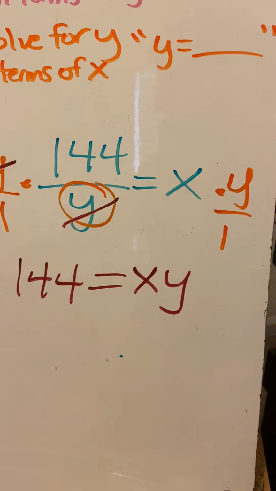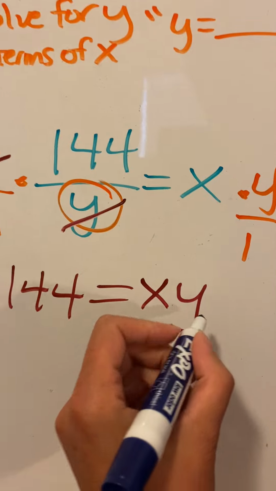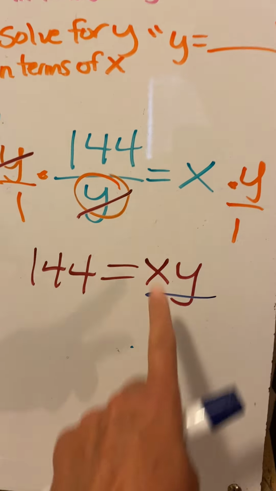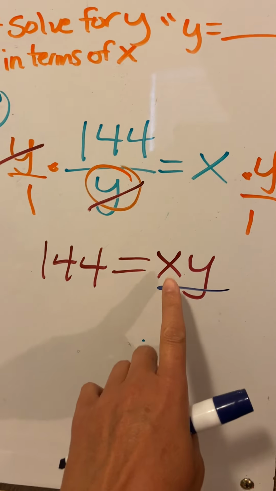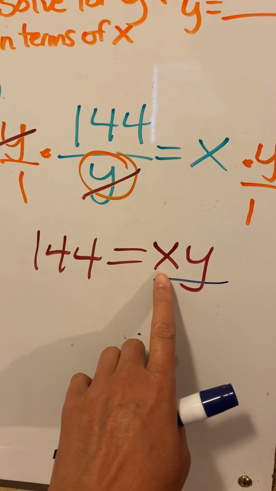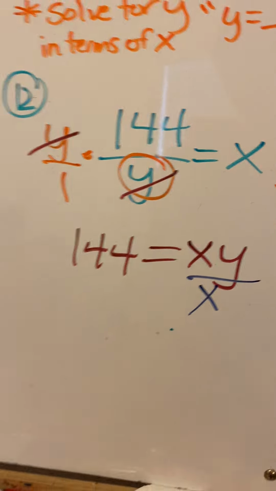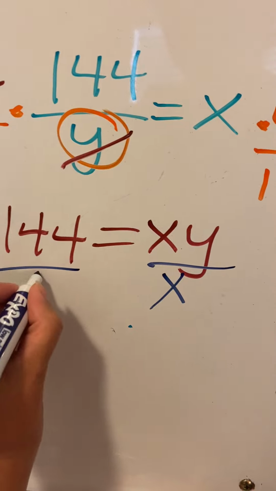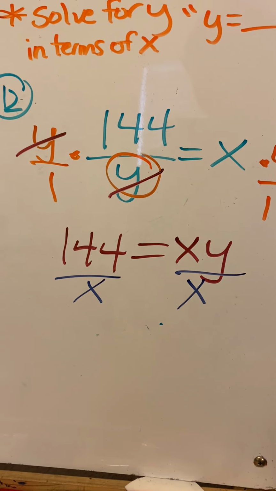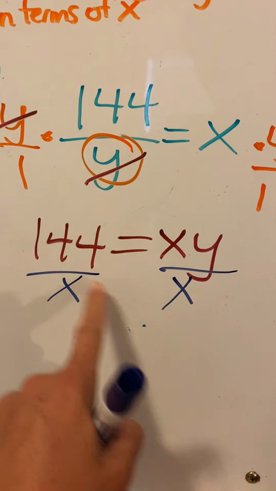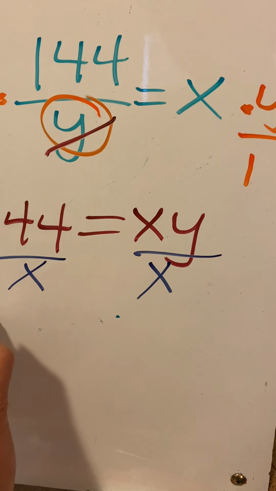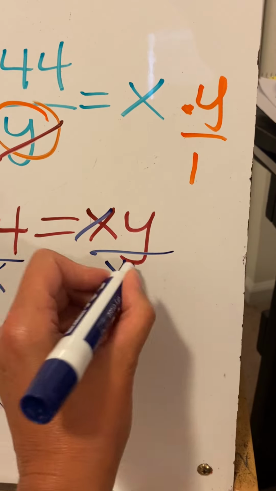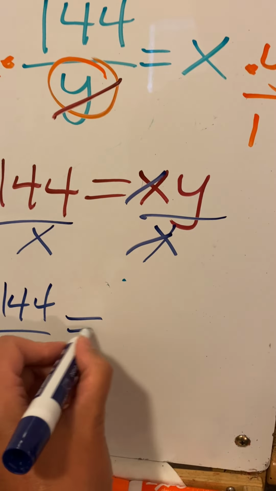So in order to do that, we're going to divide by the other variable or the other number. In this case, it's a variable. So since we want y by itself, we're going to divide by x because we want to move x over. And then whatever we do here, we're going to have to do the same thing over here. And then we're going to be left with 144 over x. These are going to cancel out, equals y.